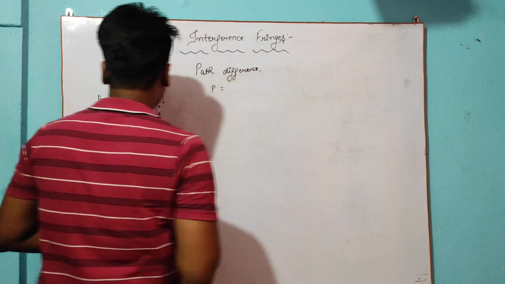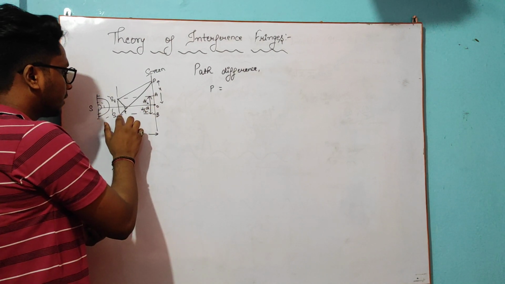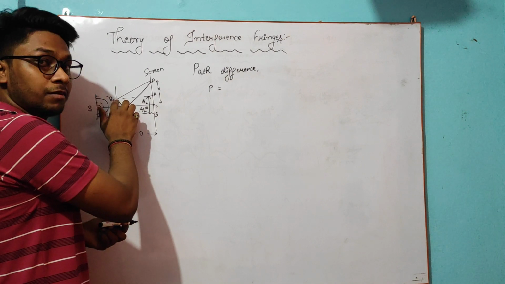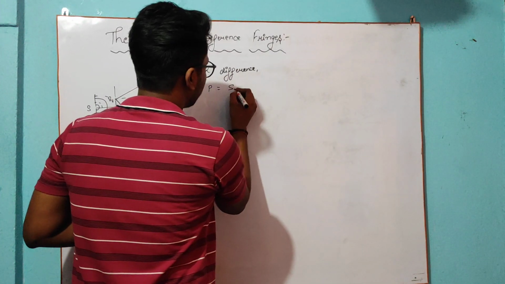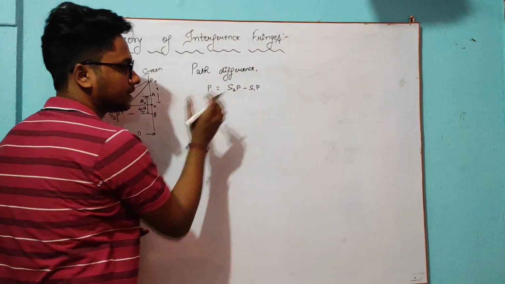is what? It is the distance traveled by the light ray emerging from S2 minus the distance traveled by the light ray emerging from S1, that is S2P minus S1P. So we have to find the value of this.